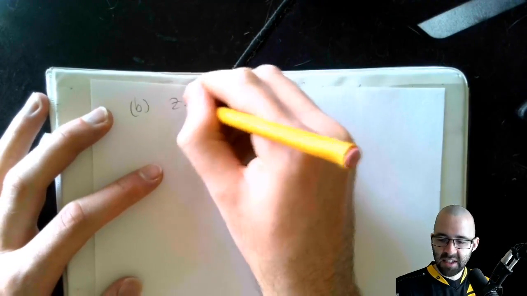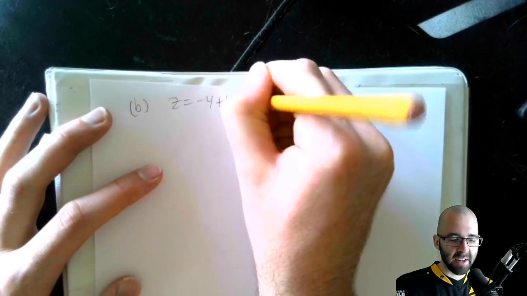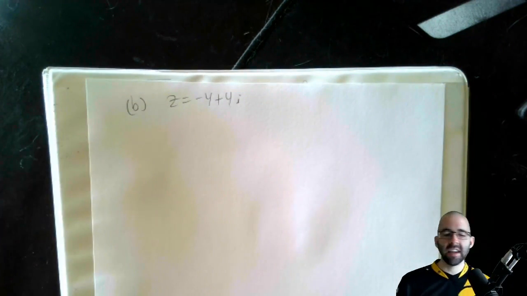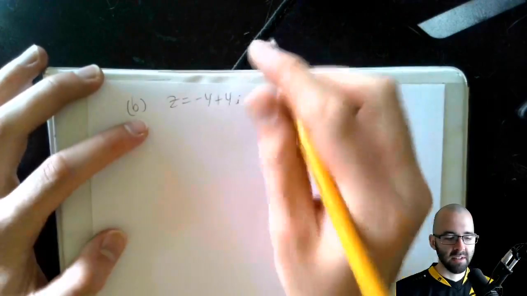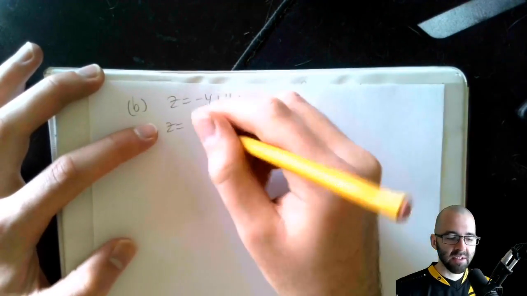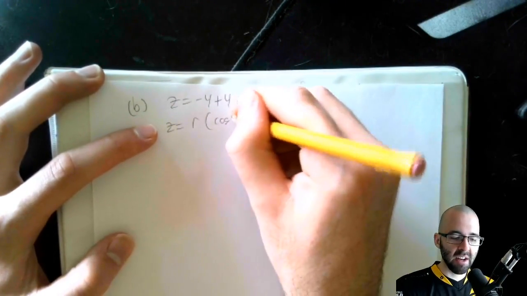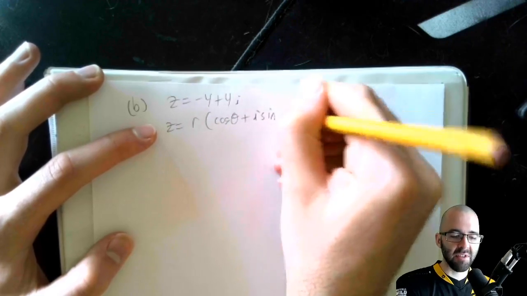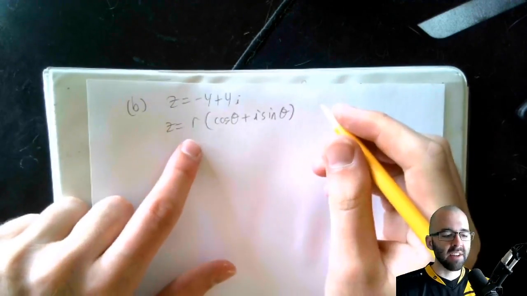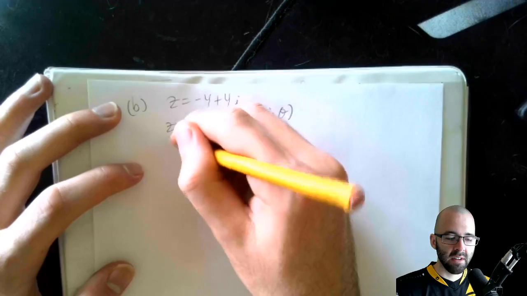Do part B. z is -4 plus 4i. We do the same thing here, right? Our answer is going to be r times the cosine of theta plus i times the sine of theta. We just need to find r and theta, and then we'll be done.